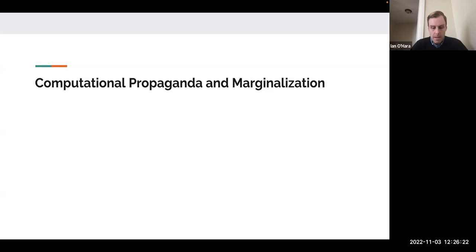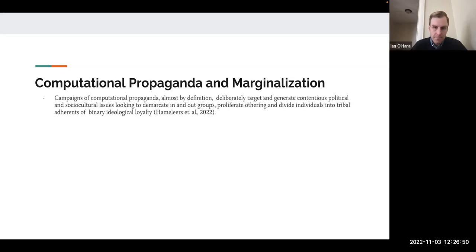So a huge issue with computational propaganda, because a lot of the efforts of propagandists are focused specifically on contentious social and cultural issues, is further marginalization of individuals that are already historically, societally marginalized in a given cultural context. So they're deliberately targeting these hot button issues to demarcate in and out groups, proliferate othering and divide individuals into tribal adherents of binary ideological loyalty.